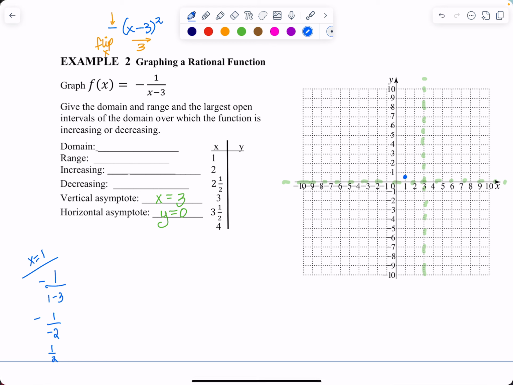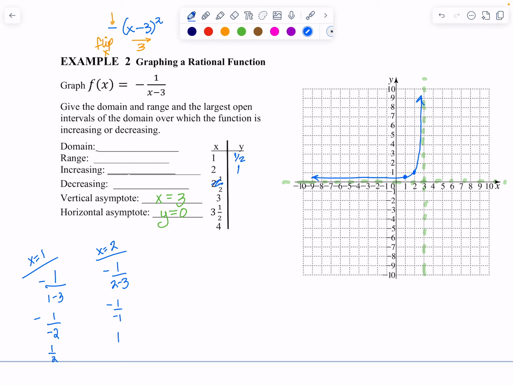Then let's plug in 2. X equals 2. That'd be negative 1 over 2 minus 3. So that's negative 1 over negative 1. So that's a positive 1. So at 2, 1, there's my graph. So I can connect those and get them really close to my asymptotes. Then I'm going to do the same thing. I did these guys, so that's a half and 1. So I'm not going to worry about plugging in 2 and a half.